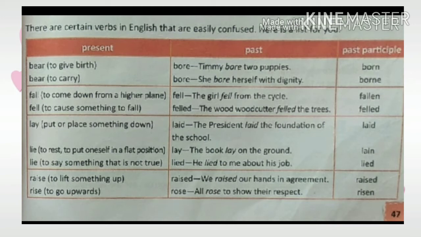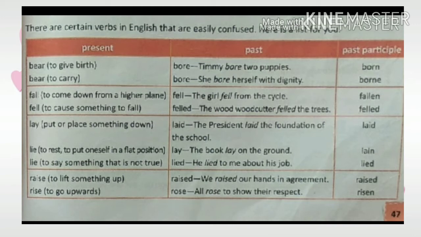Some of the verbs are given there in your textbook. For example, bear: first bear, that means to give birth, and its past is bore and past participle is born. At the same time, another bear is there, the meaning is to carry, and its past is bore, but you see there is a difference in its past participle. So when it comes to the past and past participle, there is a difference in these words. Please study it. There is no other way to remember it. You study this list of words.